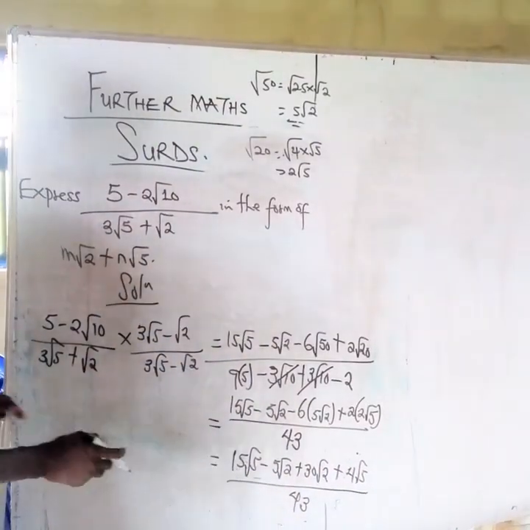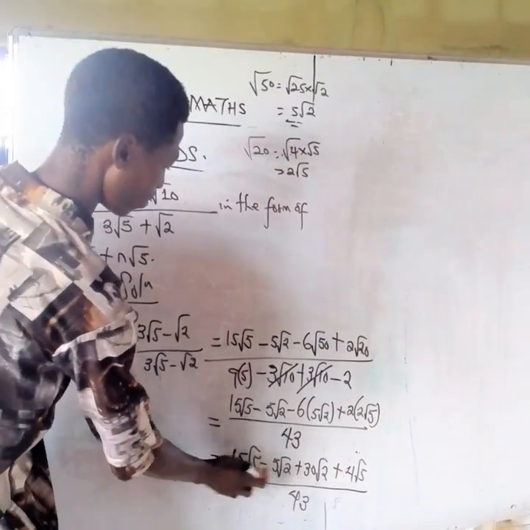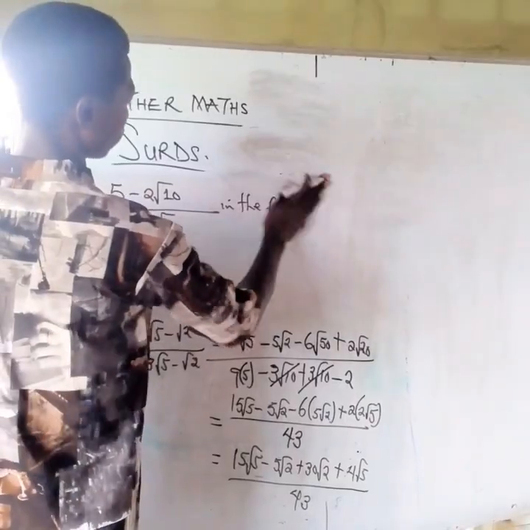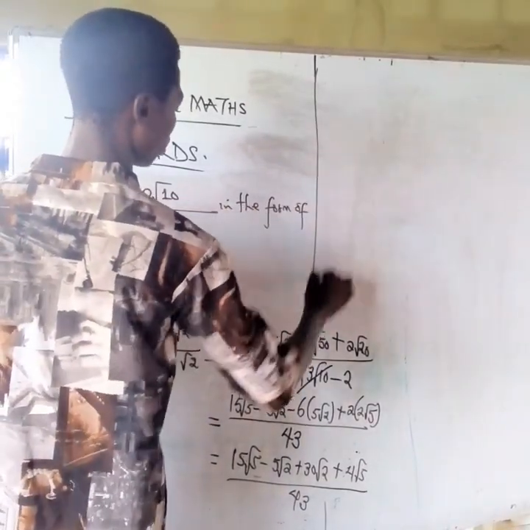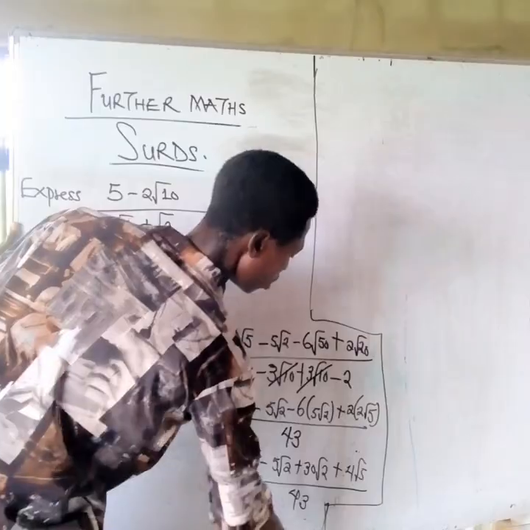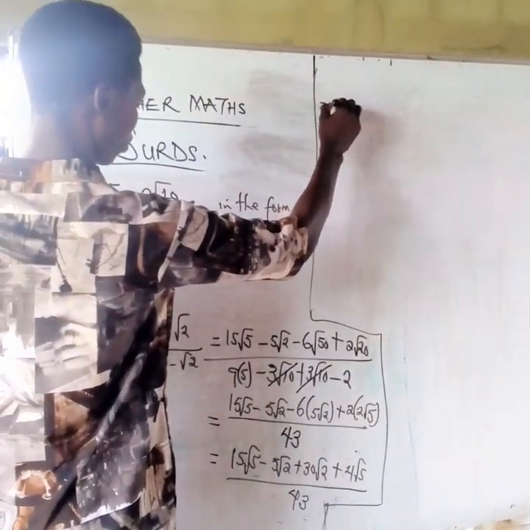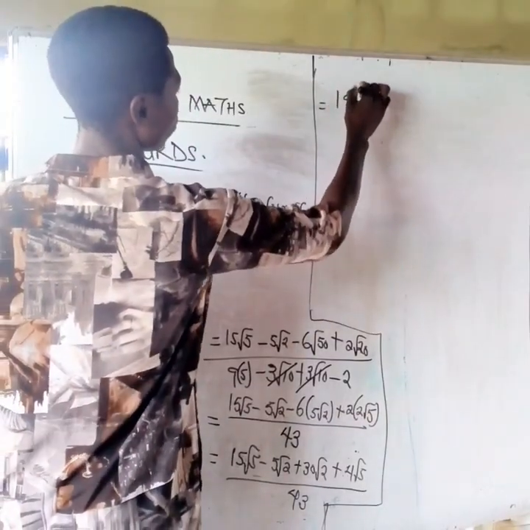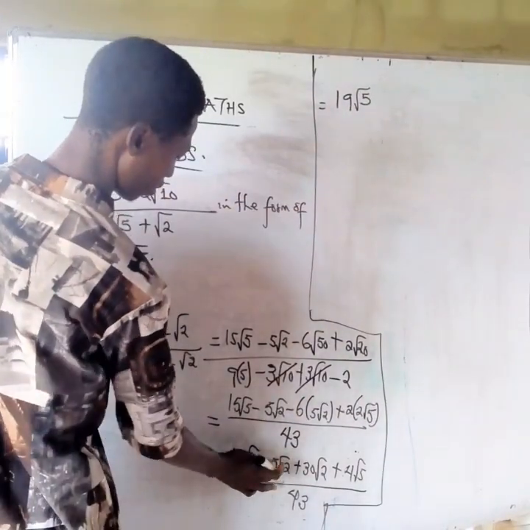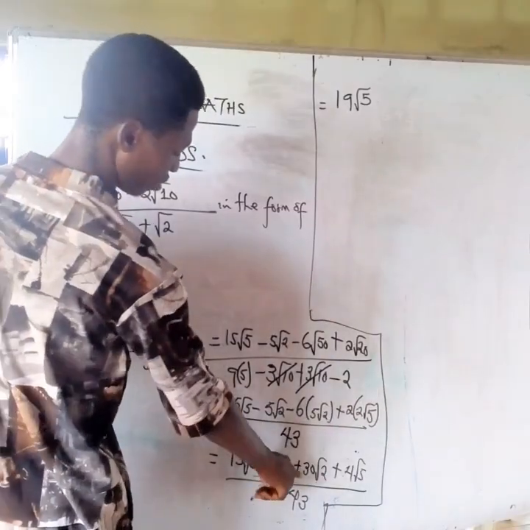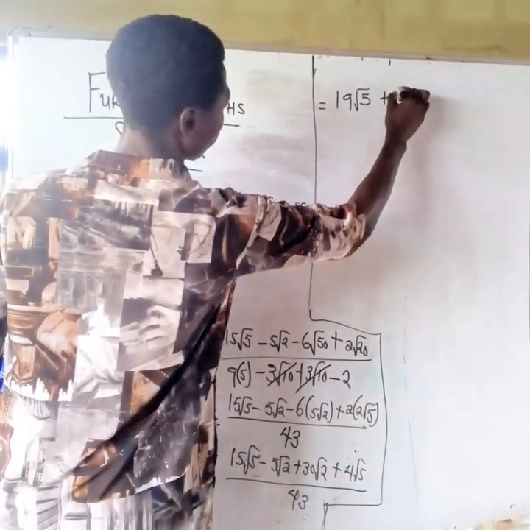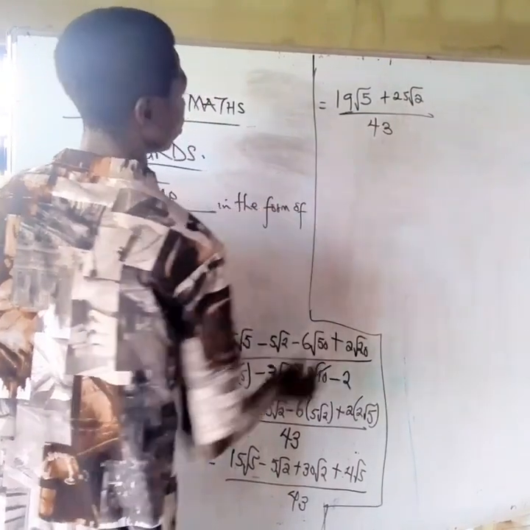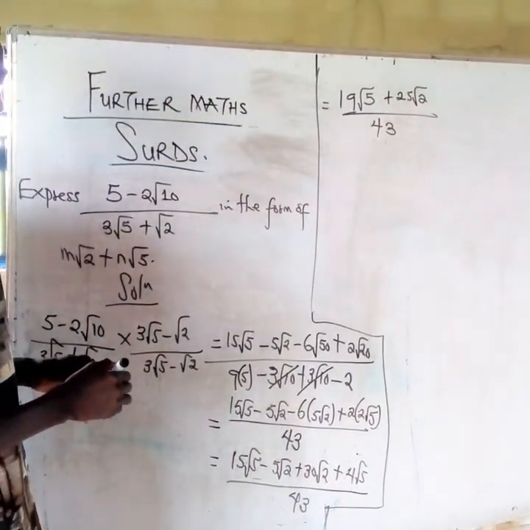Okay, so I think I can collect like terms together. So you have root 5 here, root 5 here, so that becomes 15 plus 4 is 19 root 5. You have minus 5 plus 30, that is indirectly saying 30 minus 5 is plus 25 root 2, all over 43. So I think that is clear enough.